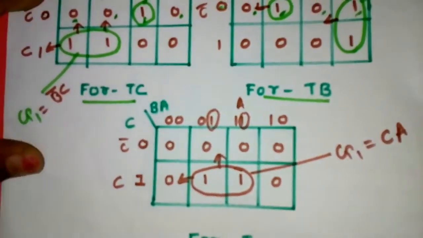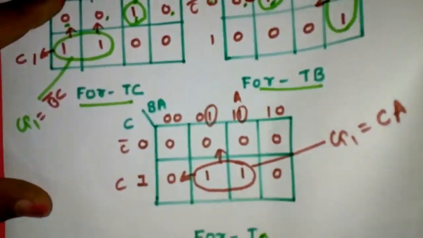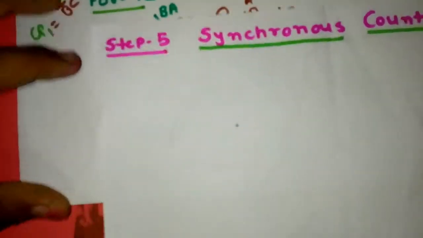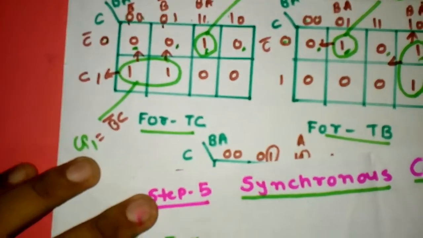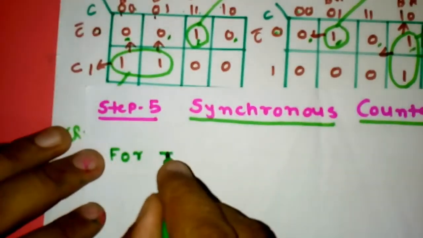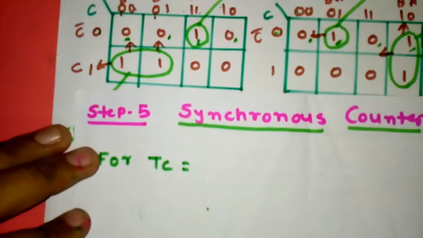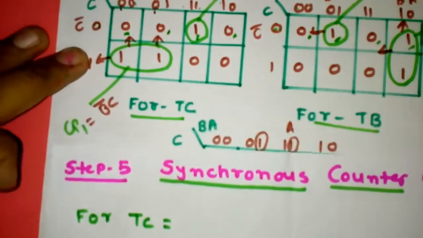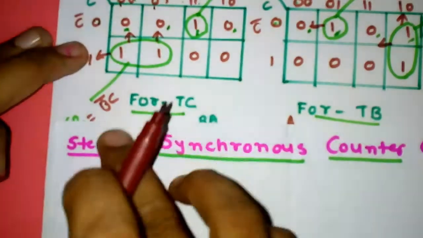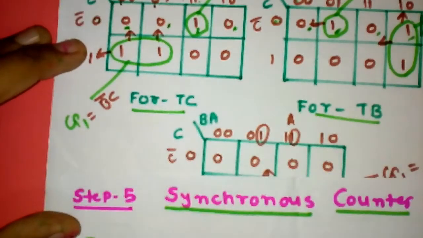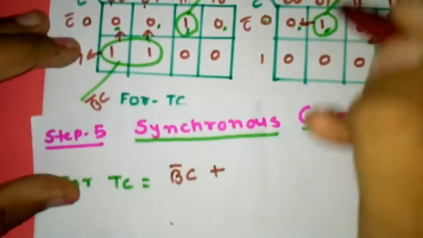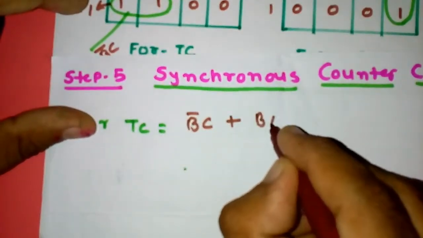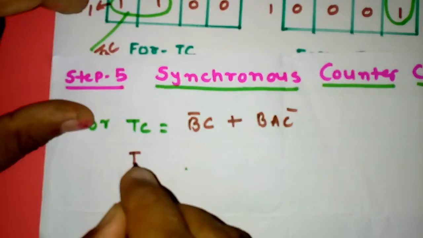After that, how do we make the circuit using these equations? First of all, write down the equations. For TC, what is the equation? The equation of TC is G1, so B bar C, plus the equation of G2, which is B A C bar. So B A C bar.